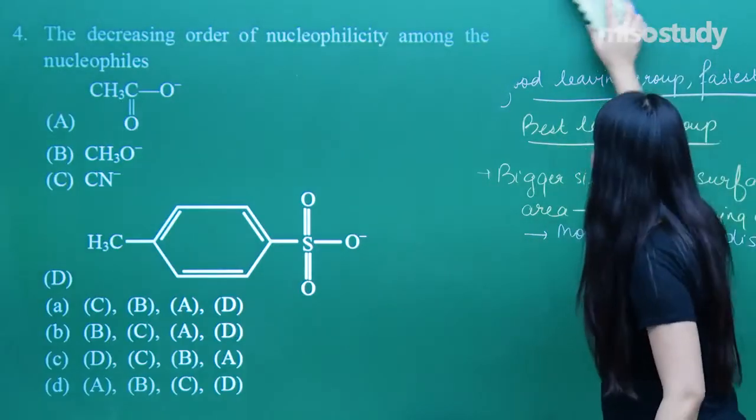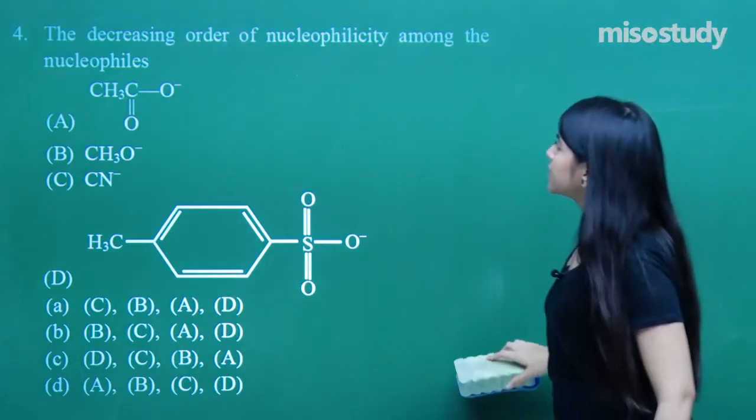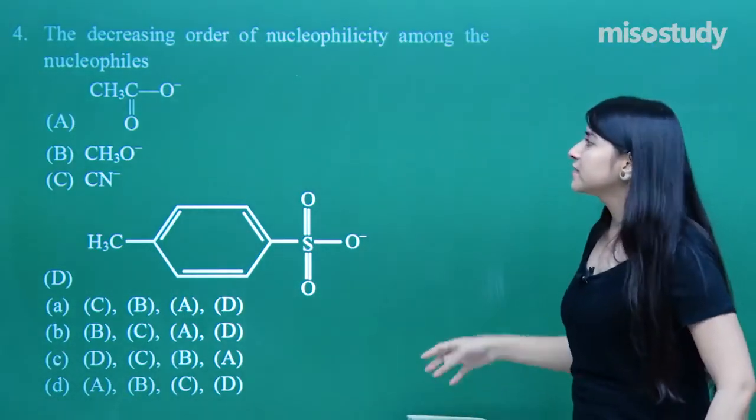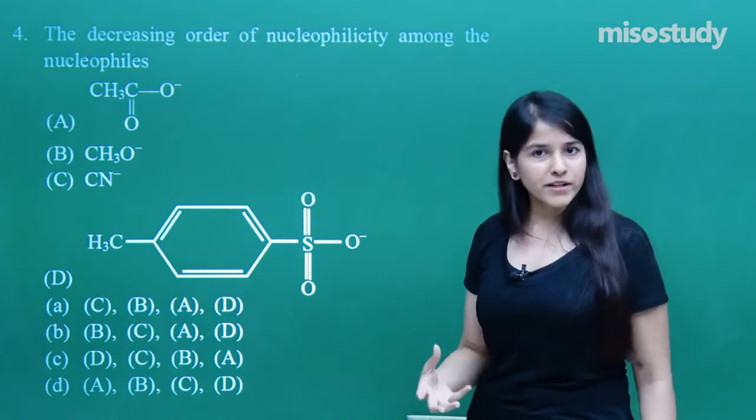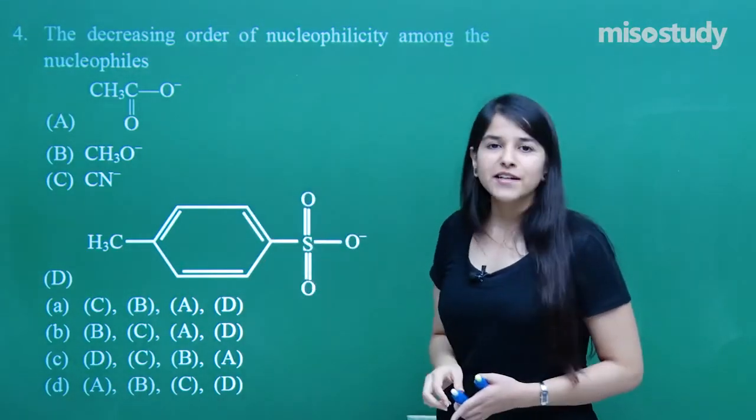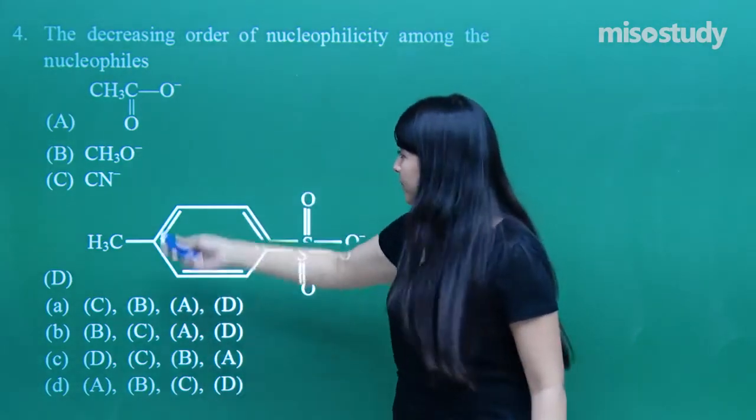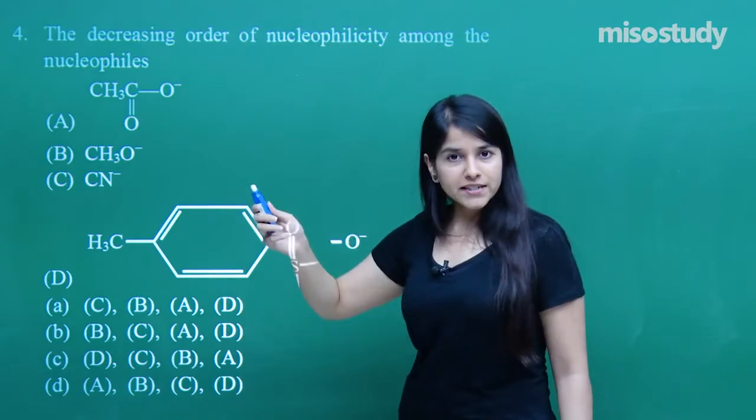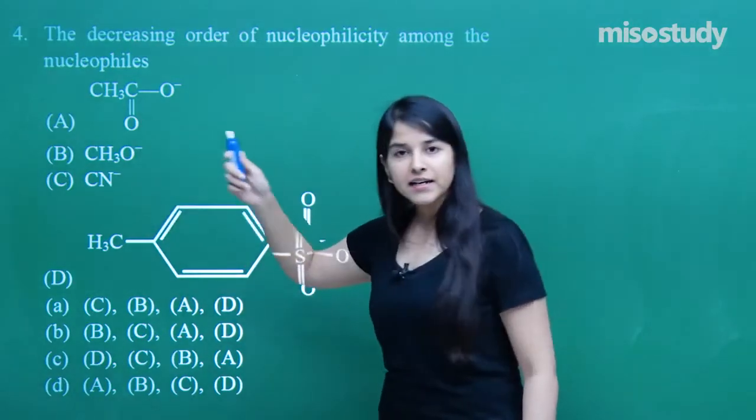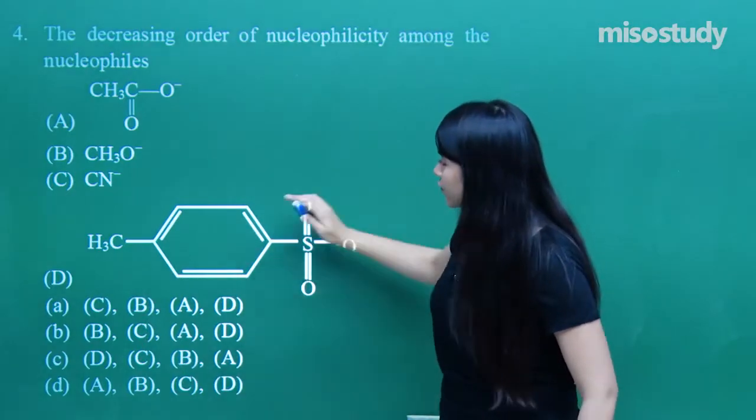What do I have? Yes. Again, we need to find the nucleophilicity among the nucleophiles, in decreasing order in this case. Let us carefully look at the nucleophiles given over here. One is acetate ion, CH3O negative, cyanide ion, and this ion over here having such a group.